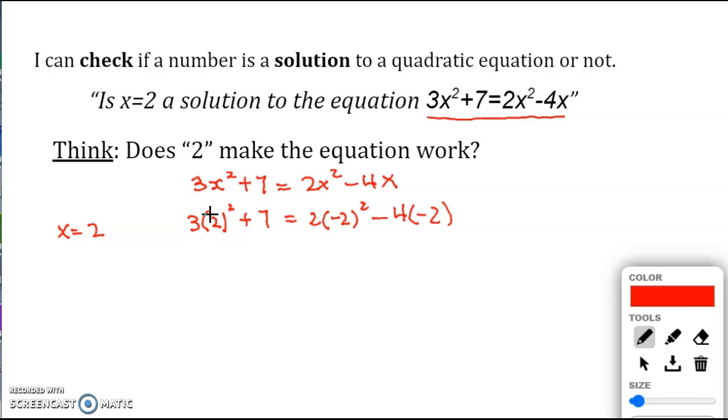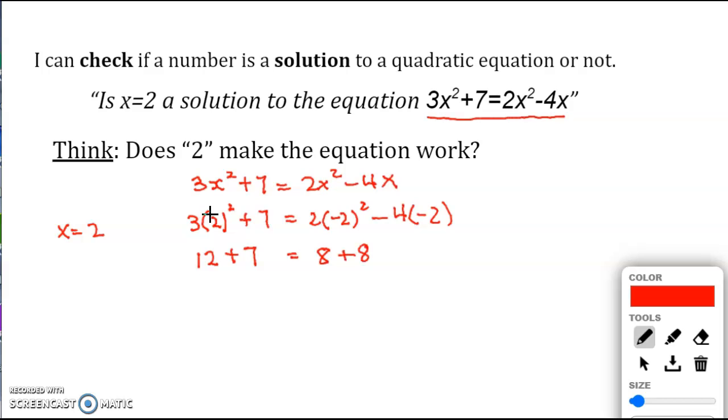Okay, so then you need to use order of operations. Here we have to do exponents first before multiplication. So that means 2 squared. 2 squared is 4. 4 times 3 is 12. Plus 7 is on the left hand side. On the right hand side, what do I have? Negative 2 squared. That's 4 times 2 is 8. Minus negative 4 times negative 2 is positive 8.